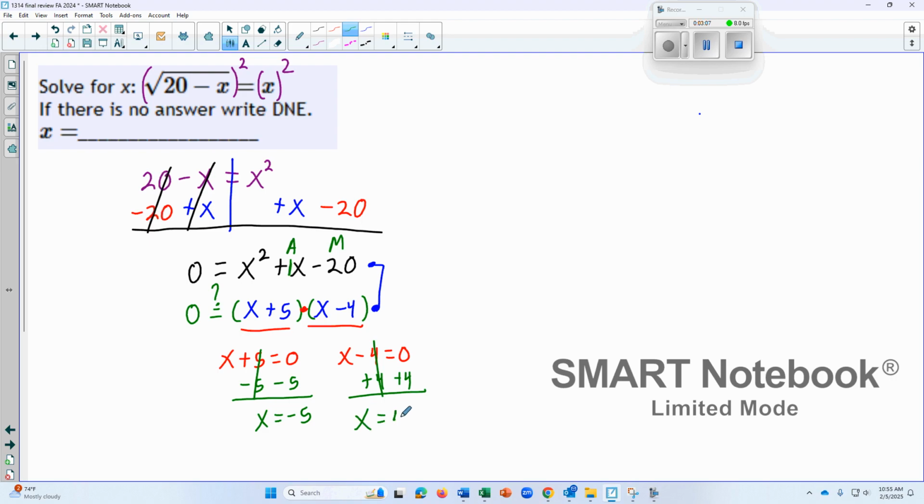Okay, here's the issue though. Whenever we square both sides, we potentially create a false solution, an extraneous solution that does not actually work. I have two potential solutions here, and it's possible they both work, but most of the time one will work and one will not. The only way we're going to know is by checking, so we're going to check it next.